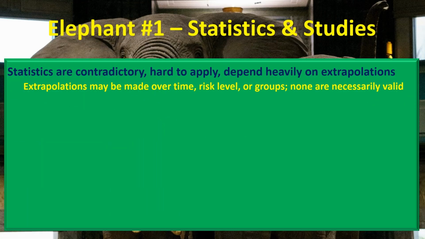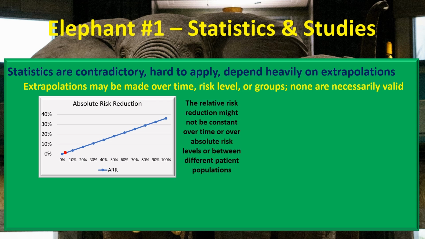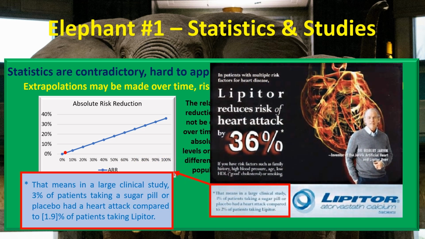And here's an example, and this is one that I've fallen into. The absolute risk reduction that you get from taking statins, I have always based on the famous Lipitor ad here that says that it reduces heart attacks by 36% relative risk reduction. And they give the example here that in a study, 3% of the people in the control group had heart attacks and a little bit less than 2% of the people in the treated group had heart attacks. So the relative risk reduction was 36% because the 1.1% difference there is 36% of 3%.